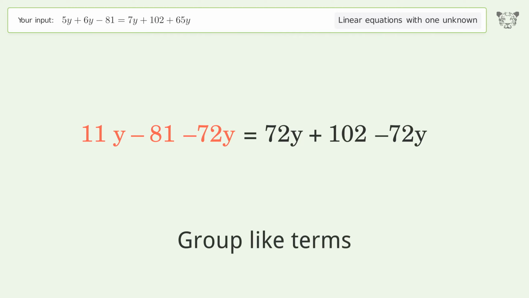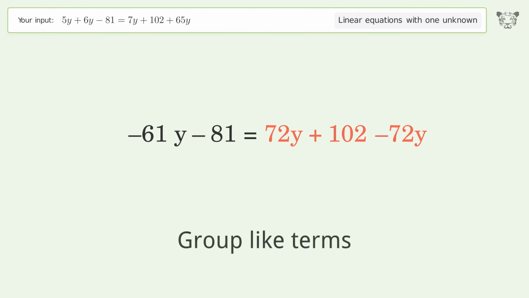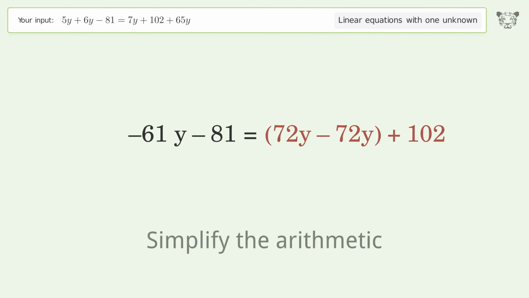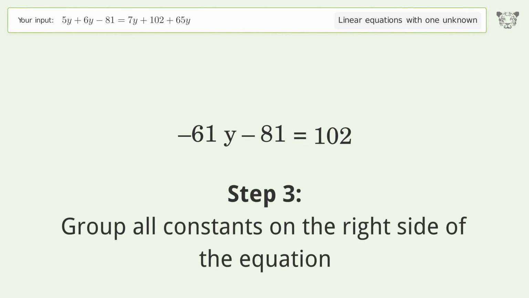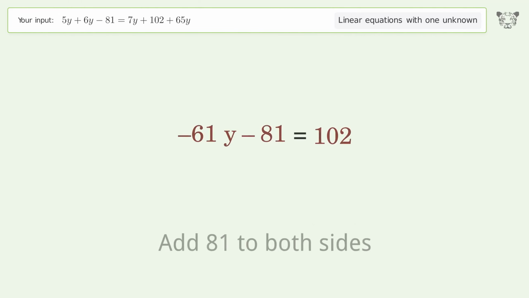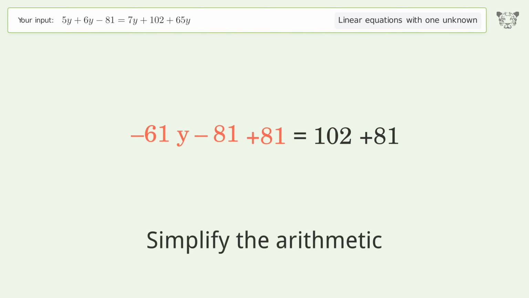Group like terms. Simplify the arithmetic. Group like terms. Simplify the arithmetic. Group all constants on the right side of the equation. Add 81 to both sides. Simplify the arithmetic.